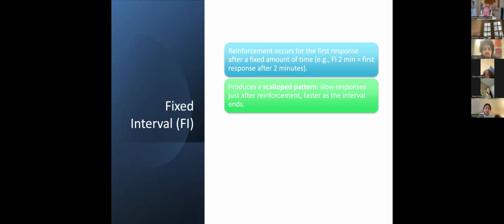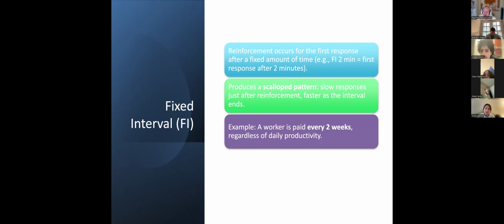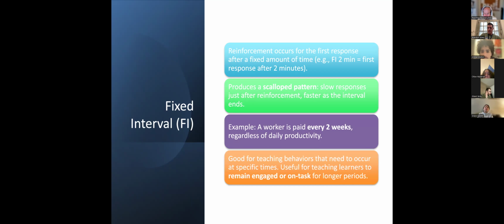It produces a scallop pattern of responding: slow responses just after reinforcement and then faster as the interval ends. We'll take a look at this scallop pattern on the graph in a moment. Here we see a worker is paid every 2 weeks regardless of daily productivity. We're so used to getting paid like this in the world, where we get a paycheck every 2 weeks, but we know this is a fixed interval schedule. It doesn't matter how much work someone does, maybe in a factory, they're always going to get paid, and always at the same exact time, regardless of daily productivity.